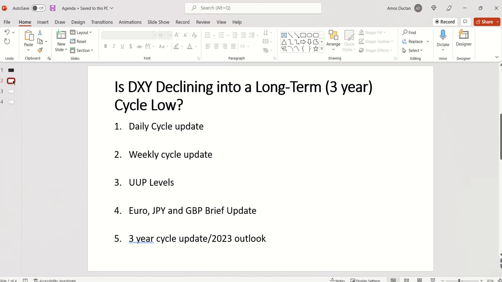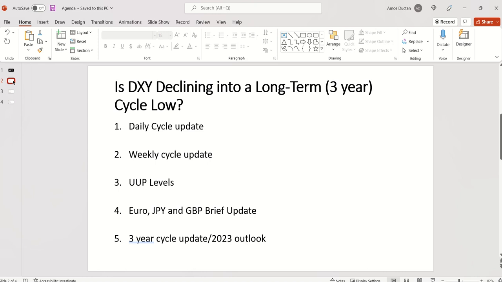For the Dixie, we're going to look at 5 things today. So the first is a daily cycle update on the Dixie itself. We're going to do a weekly cycle update. And then we're going to look at some levels for UUP, which is the ETF that tracks the Dixie. I have some puts there. It's an active trade I have, very high conviction. I've already been in there, been out a little bit. So I'll talk about that a little bit to see how the levels are correlating.